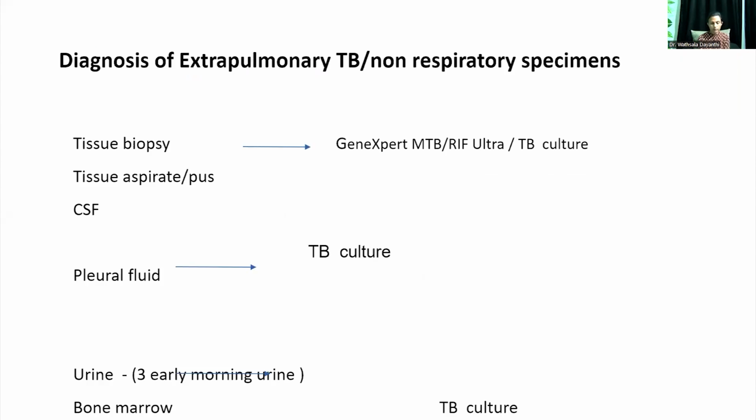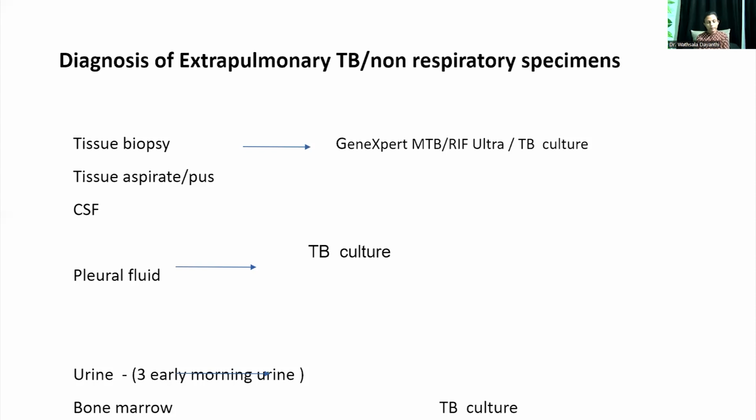Again, the same things I mentioned: diagnosis of extrapulmonary samples. For tissue biopsy, tissue aspirates, pus, and CSF, we can do GeneXpert Ultra and TB culture. Pleural fluid is not recommended by WHO for routine GeneXpert, because to diagnose pleural TB the best specimen, they say, is pleural biopsy. So it's better to go for TB culture with pleural fluid. And urine and bone marrow, as I said, go for TB culture. Blood-stained ones are not validated for molecular tests.